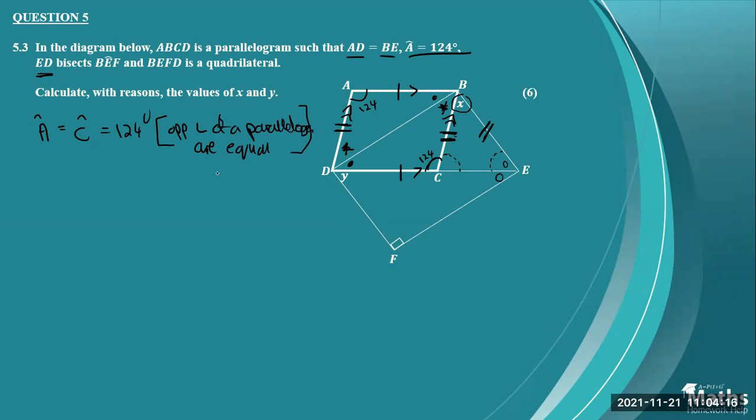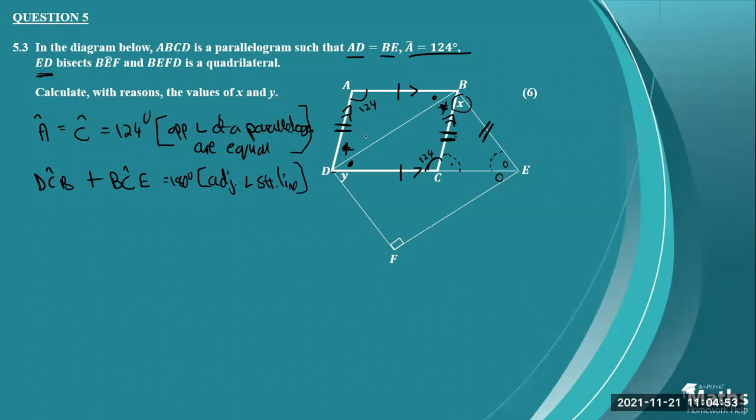Then I'm just going to work here with adjacent angles on a straight line. You see, it's not been named here. So let's first get that one. So I'm going to say angle DCB plus BCE is equal to 180 degrees. Adjacent angles on a straight line.